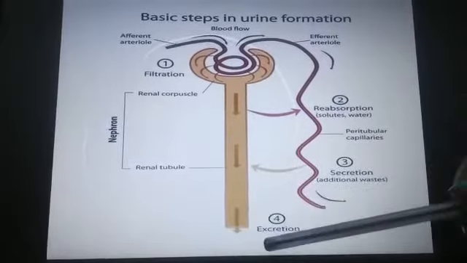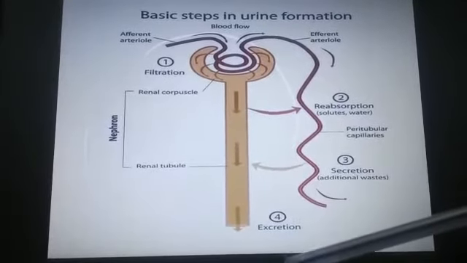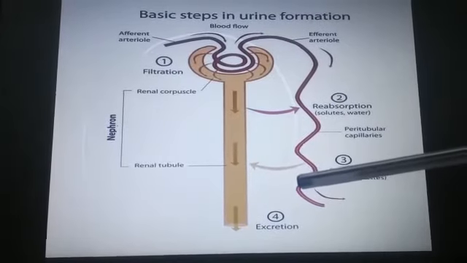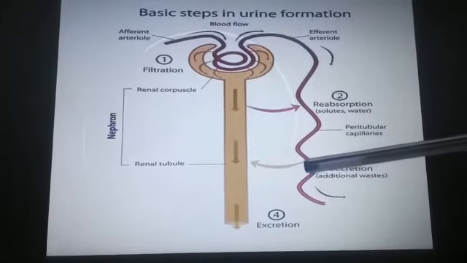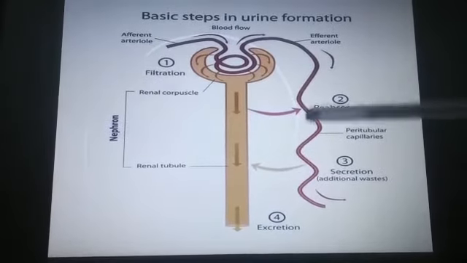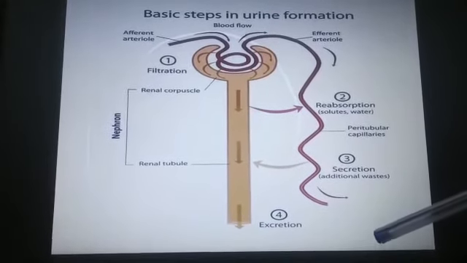Urine leaves the kidney and passes into the urinary bladder, where it is stored for a certain period of time until the urinary bladder is full. When the urinary bladder is full, urine passes out through the urethra.